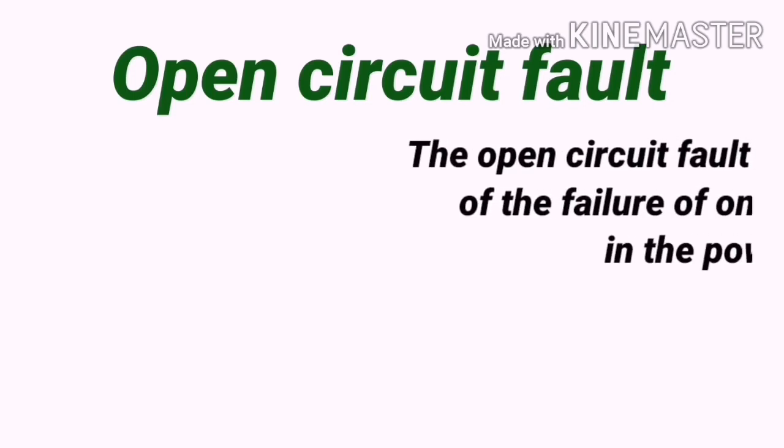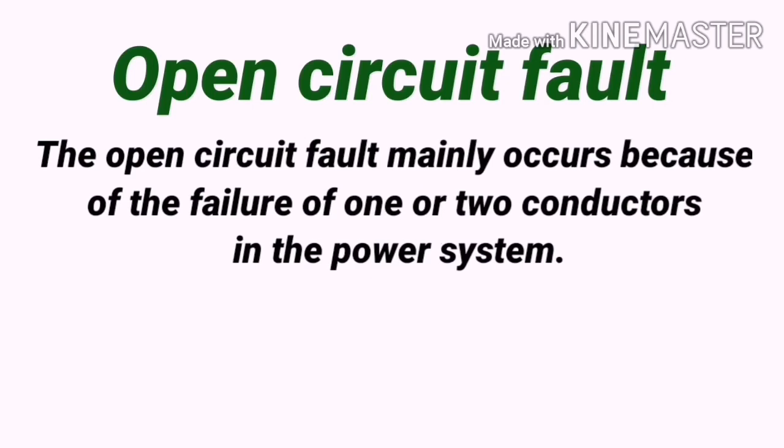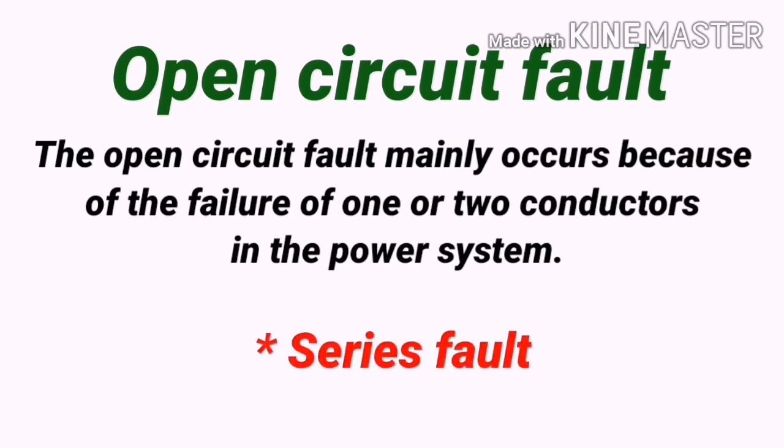Now the number one is open circuit fault. What is the definition of open circuit fault? The open circuit fault mainly occurs because of the failure of one or two conductors. The open circuit fault takes place in series with the line, and because of this it is also called a series fault. Such type of faults affect the reliability of the power system.